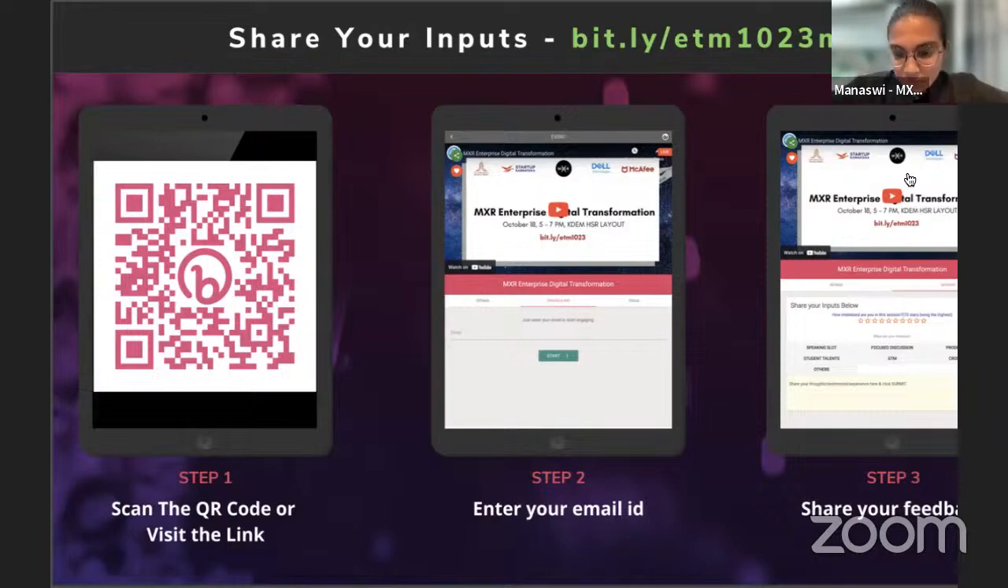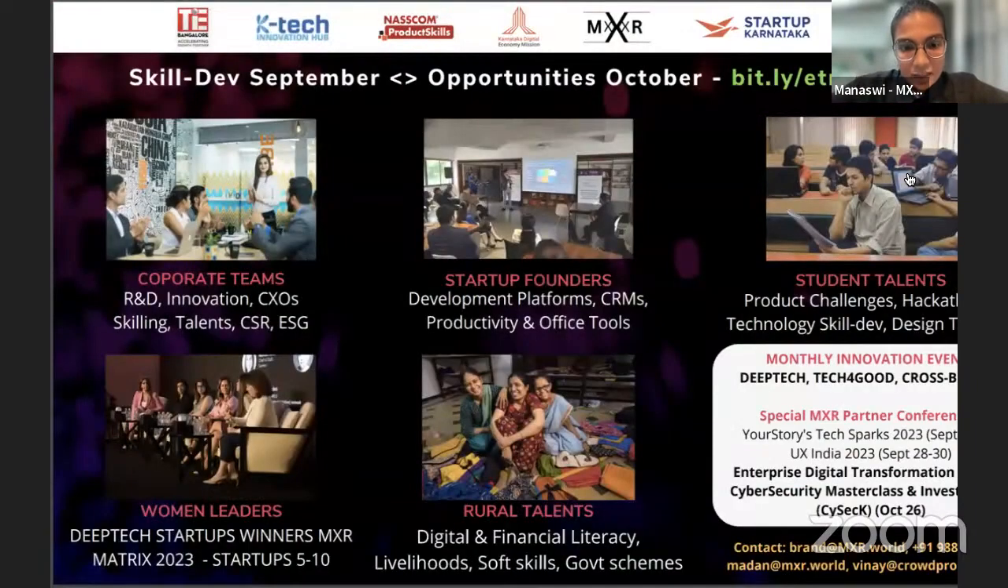And again, the next thing now, I would like to also talk about the upcoming events which are going to happen. So one is Your Stories Tech Spark and one is UX India 2023. So if you want to get a glimpse of what exactly these events are, you can also check our past events on our website, where you will get the whole access to a live video.